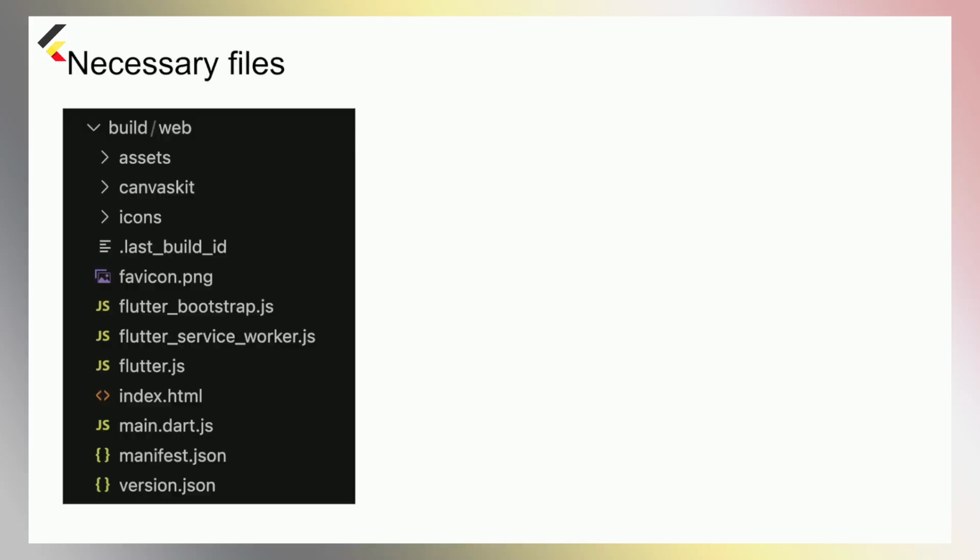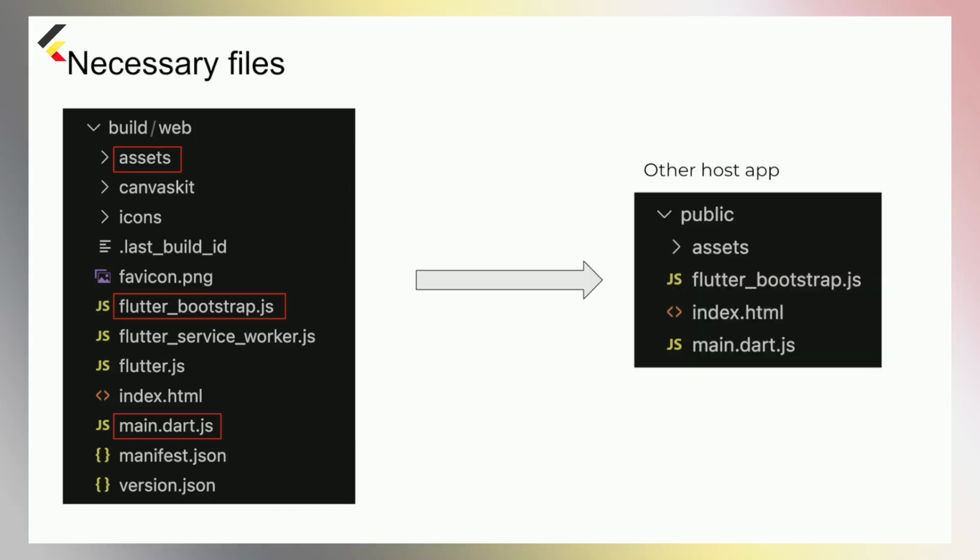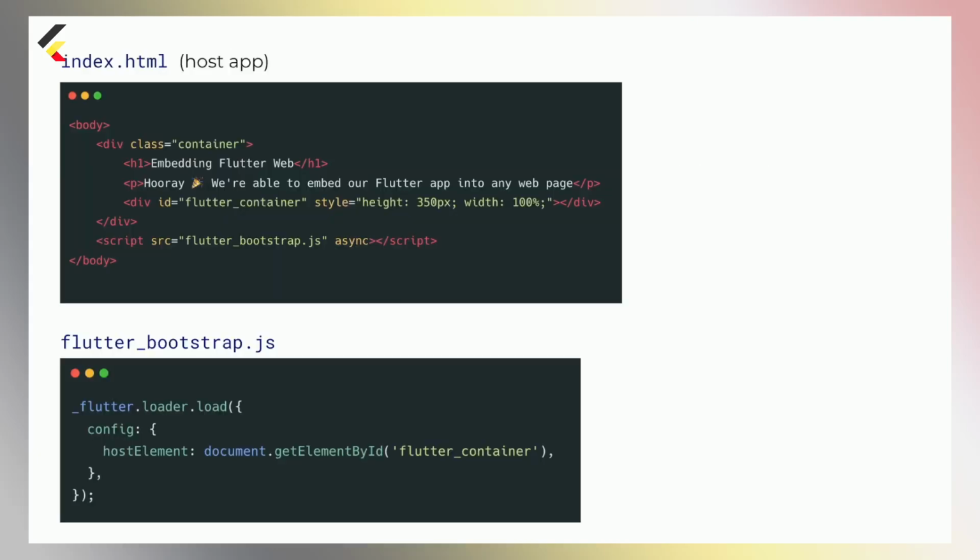So very strictly speaking, we would only need a bootstrap file, our entry point, and that one will probably call some assets as well. So what if we just copy all of those into a completely different web application? We're almost there. We just need to make a few adjustments.